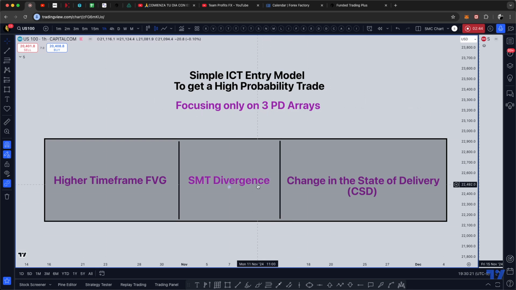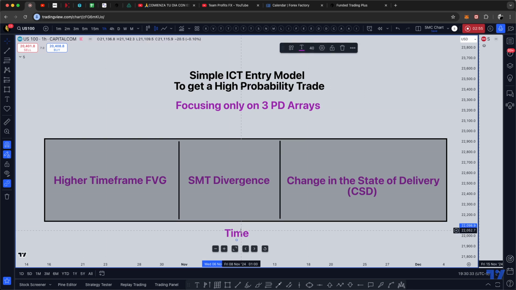Probably what I'm going to include here is the time. One thing I did not mention is the time, the hour. Everything when it comes to ICT, time is key. For example, entering in the Asian session is pretty bad, right? So timing when to look for this type of entry is key. And I'm going to show you here the best time to look for these three things.